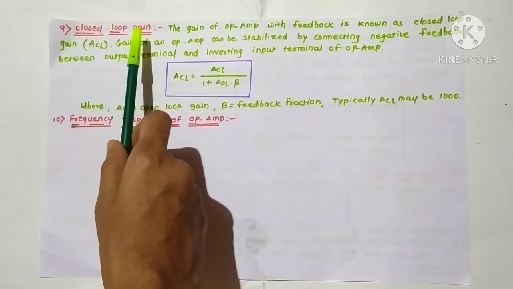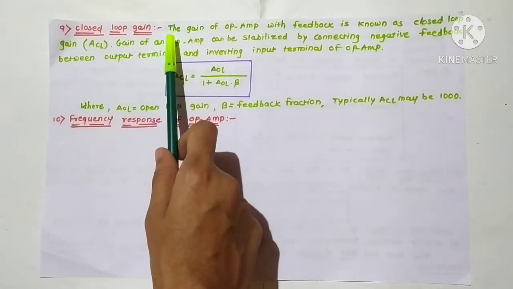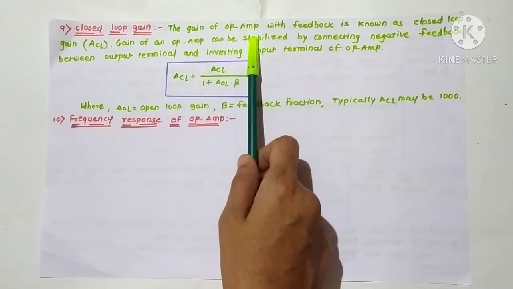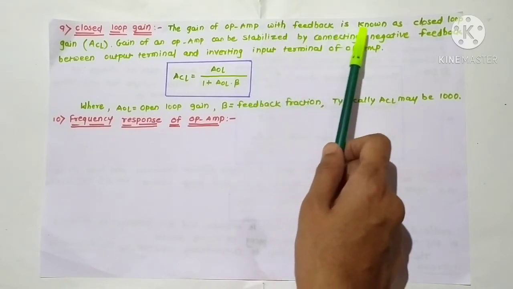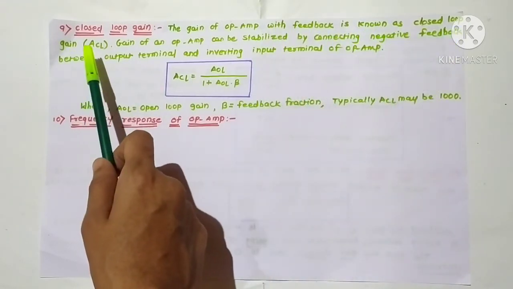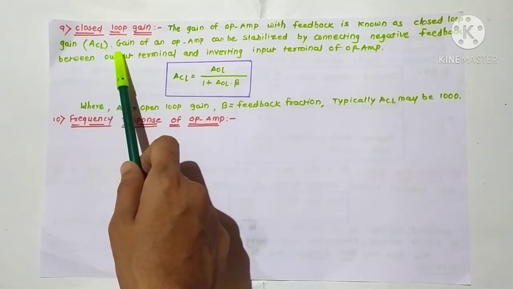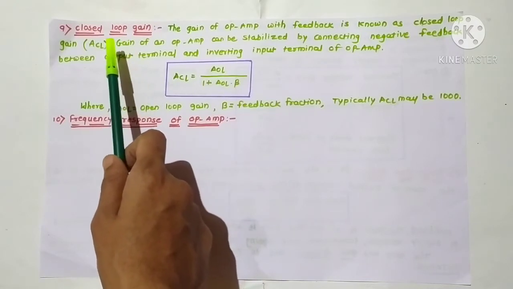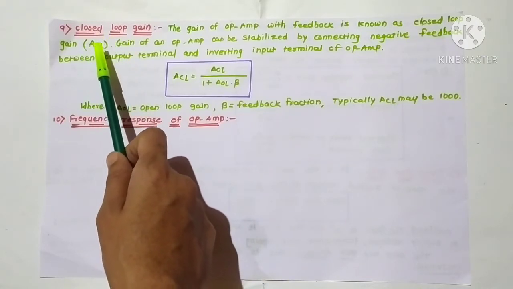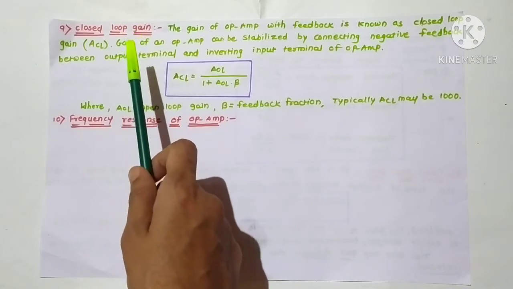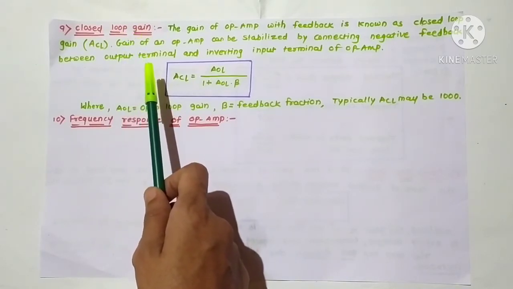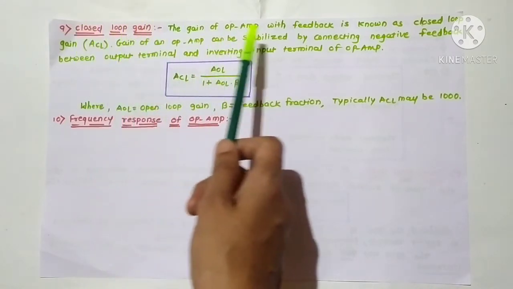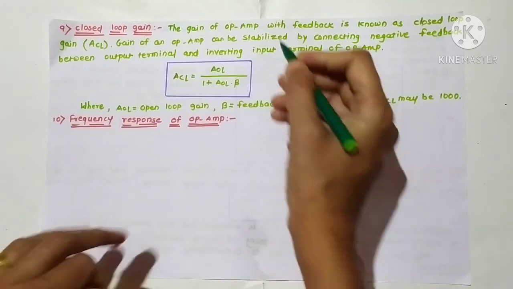Closed loop gain. This is the most important parameter of an operational amplifier. The gain of an op-amp with feedback is known as closed loop gain and it is denoted by the letter ACL. You can easily judge that in the previous parameter, open loop gain, is nothing but the gain without feedback. And what about closed loop gain? This is the gain with feedback. Okay, students? Gain with feedback.